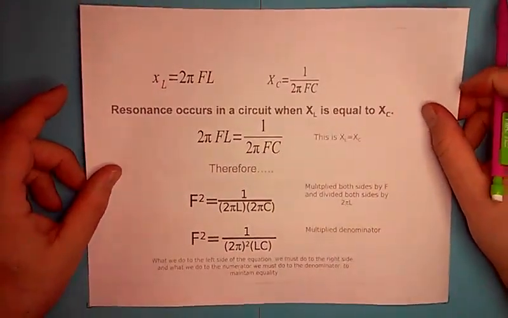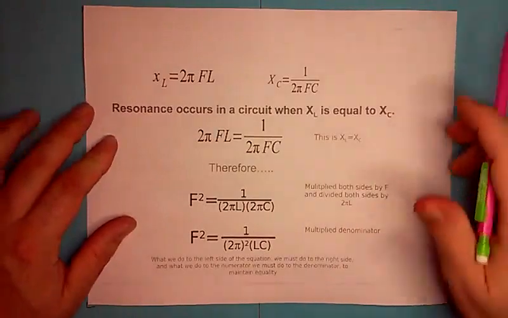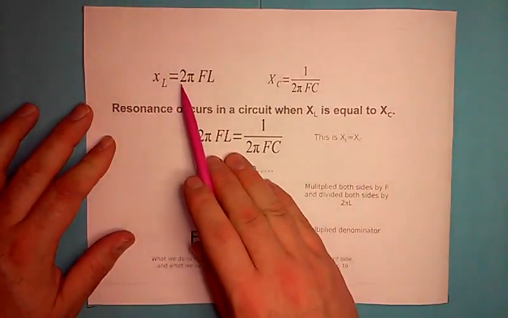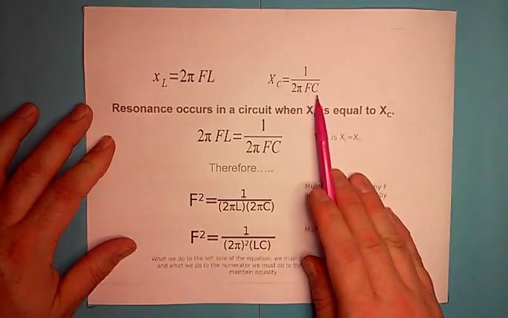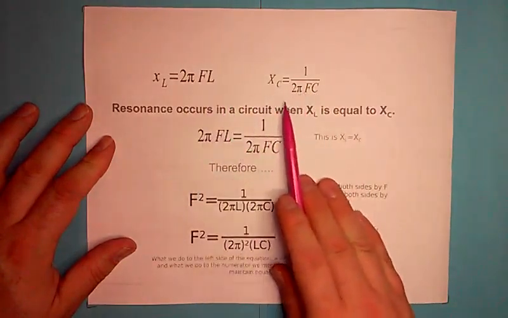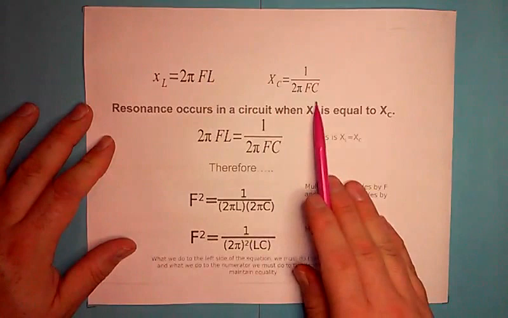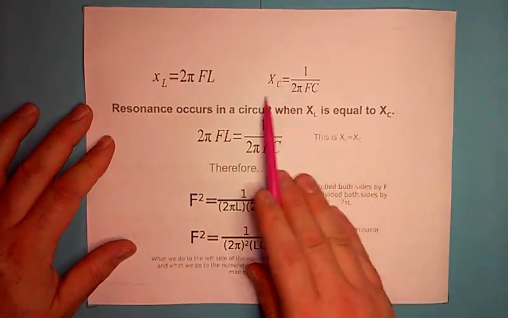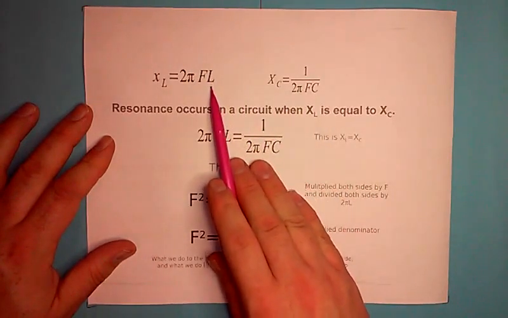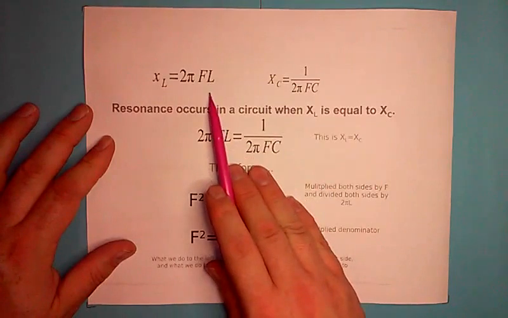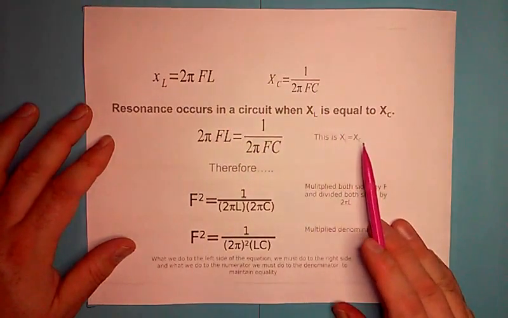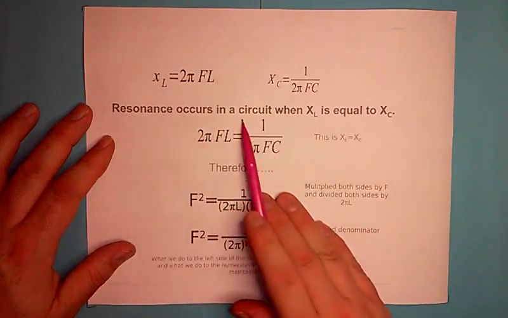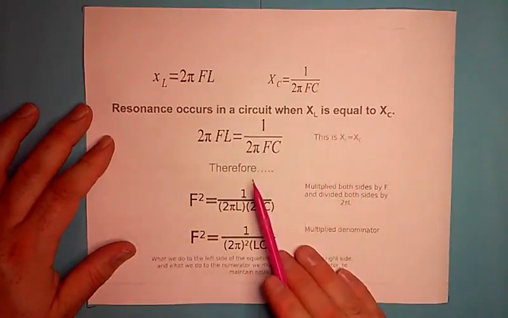All right, so to break this down, we have X sub L equals 2 pi FL, X sub C equals 1 over 2 pi FC. F in both of these is frequency. This L is for inductance, this C is for capacitance. The L, inductance, is in millihenry or microhenry, and the C is in microfarad, nanofarad, or picofarad. Okay, resonance occurs when X sub L is equal to X sub C.